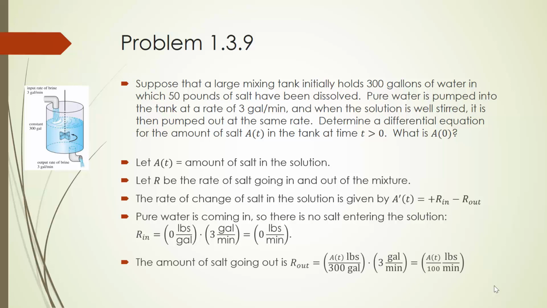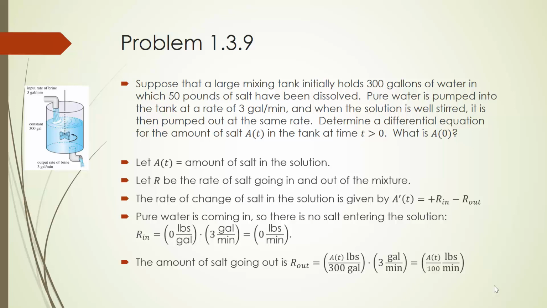Going out requires a little bit more work. The amount of salt in the tank is going to be A of t pounds, and then there initially would be 300 gallons of water in the tank. So the amount of salt would be A of t pounds per 300 gallons. And then it's getting pumped out at 3 gallons per minute. And so that reduces to A of t over 100 pounds per minute. That's how much salt is going out of the water.